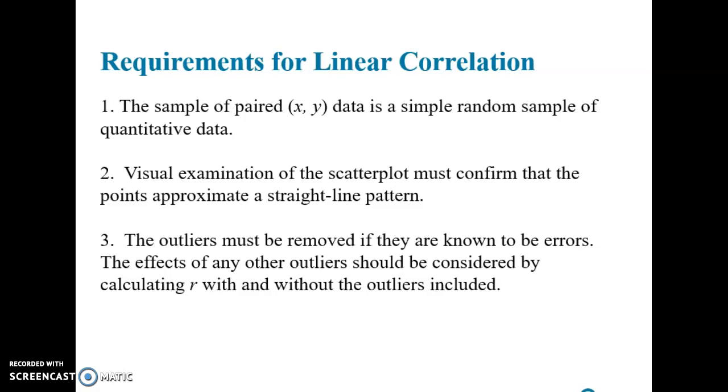The questions you'll have in class, you won't always be able to tell whether you have a simple random sample or not. So next, what you would do with your data is graph it, get a visual examination of the scatter plot to confirm that you have an approximate straight line pattern. Now, if there are any outliers, they should be removed if they're known to be errors. The effects of any other outliers should be considered by calculating R with and without those outliers included to see how they impact your data.